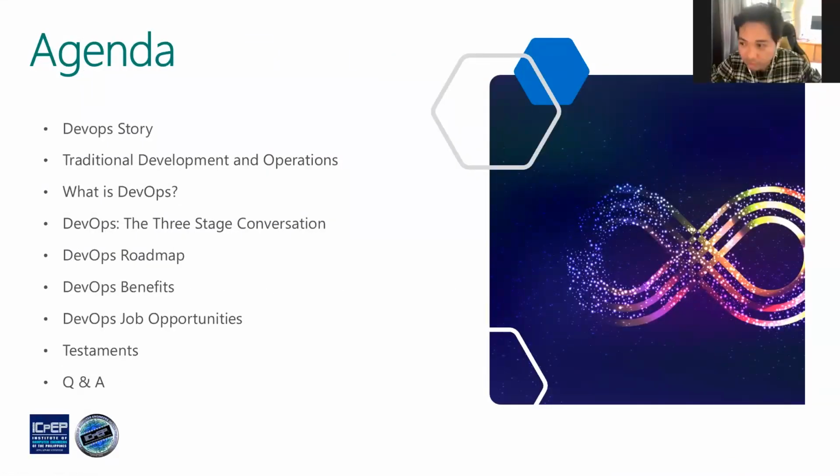Agenda for DevOps fundamentals. First, we're gonna talk about the DevOps story. I'm gonna share a short story about DevOps. We're also gonna talk about traditional development and operations, and the very topic of this session, what is DevOps? The three stages conversation, the roadmap, the benefits of DevOps, job opportunities, testaments, and lastly, the Q&A. All right, so let's get started.